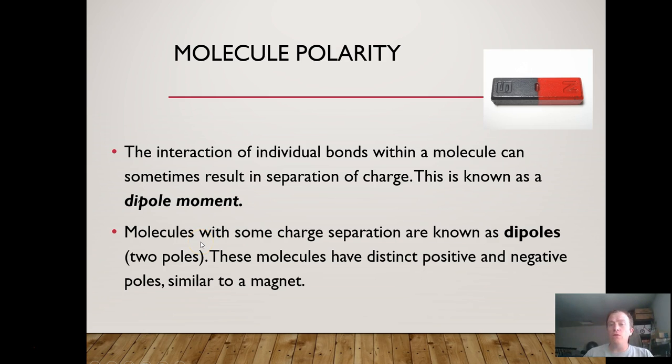Now, molecules that do have charge separations are called dipoles for the simple reason that they have two poles. They have a positive and a negative side, very similar to a magnet with a north and south pole. So when we have this charge separation, molecules get poles like a magnet, a positive side and a negative side. Again, in this video, we're going to be talking about the factors that lead to that.